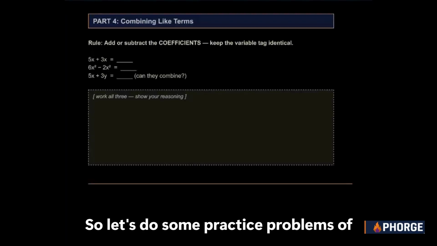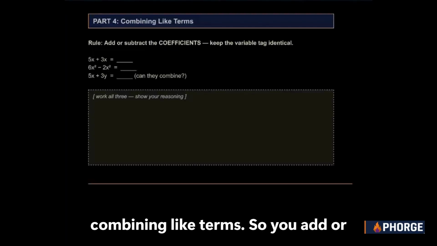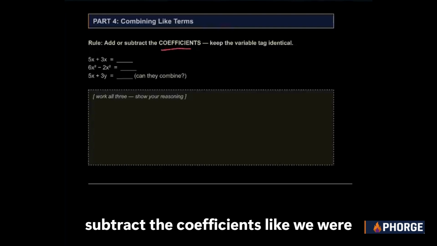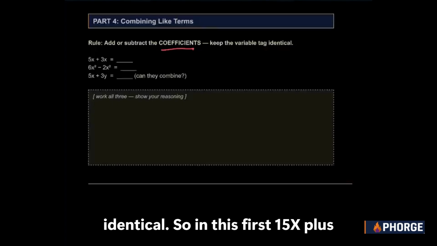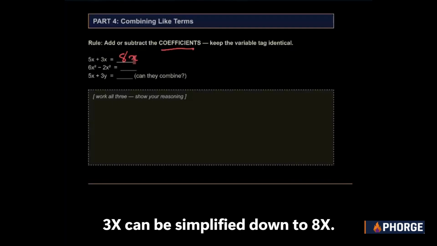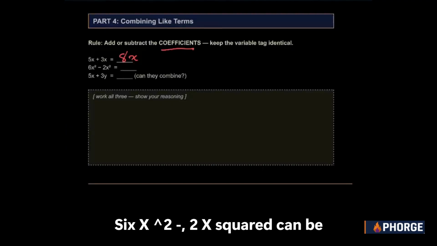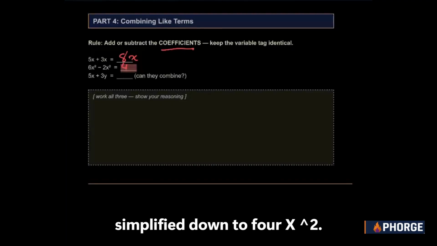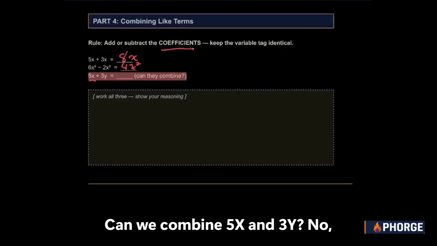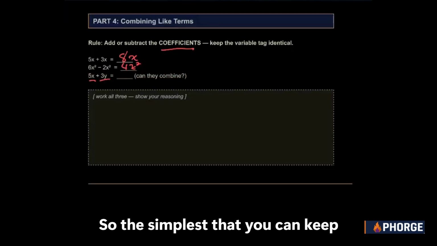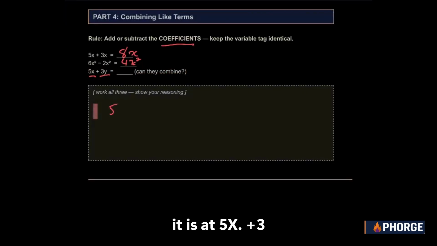So let's do some practice problems of combining like terms. So you add or subtract the coefficients like we were saying and keep the variable tag identical. So in this first one, 5x plus 3x can be simplified down to 8x. 6x squared minus 2x squared can be simplified down to 4x squared. Can we combine 5x and 3y? No. So the simplest that you can keep it is at 5x plus 3y. We can't simplify it any further.